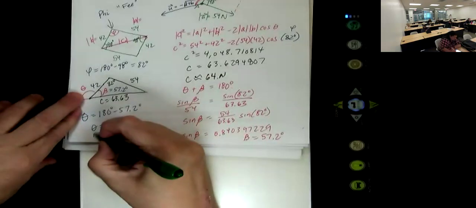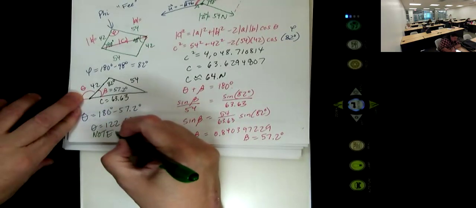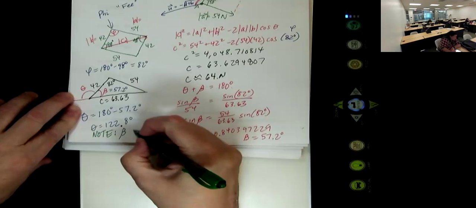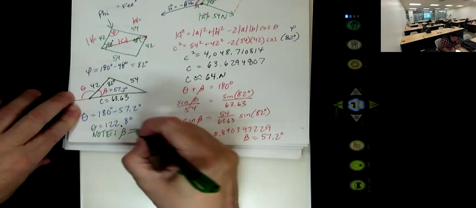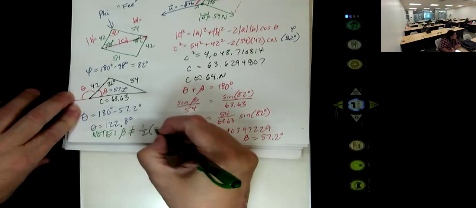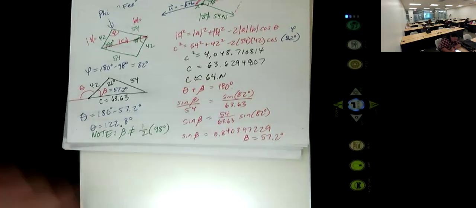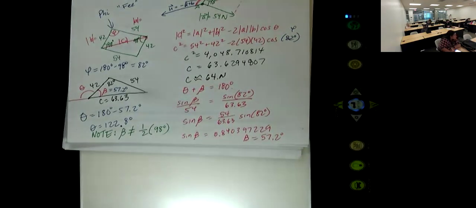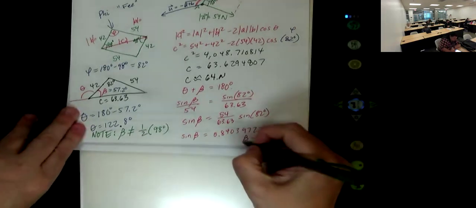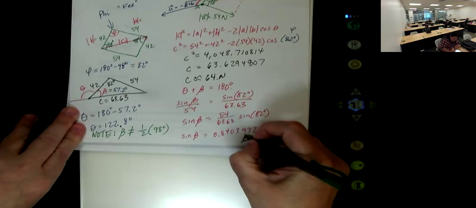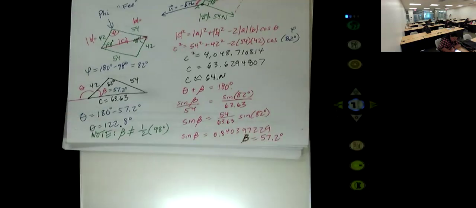Notice beta is not equal to 1/2 of the 98 degrees that we started with. You cannot just cut it in half and assume you get it. We found beta to be 57.2, and 1/2 of 98 is 49. They are not the same. You can't just cut the angle in half.